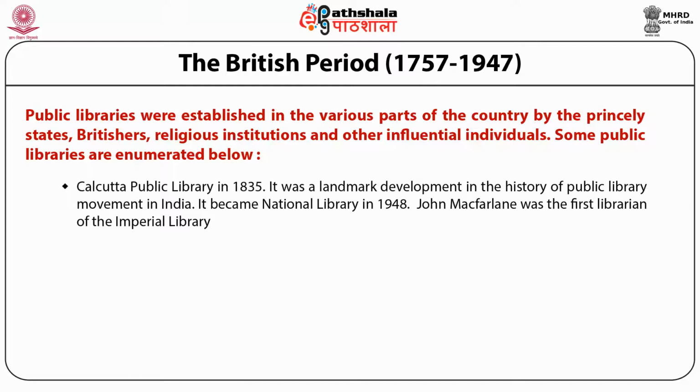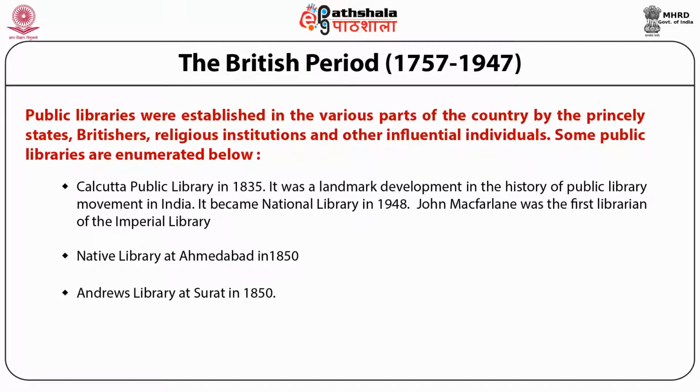Calcutta Public Library in 1835. It was a landmark development in the history of the public library movement in India. It became the National Library in 1948. John Macfarlane was the first librarian of the Imperial Library. Native Library at Ahmedabad in 1850. Andrews Library at Surat in 1850.